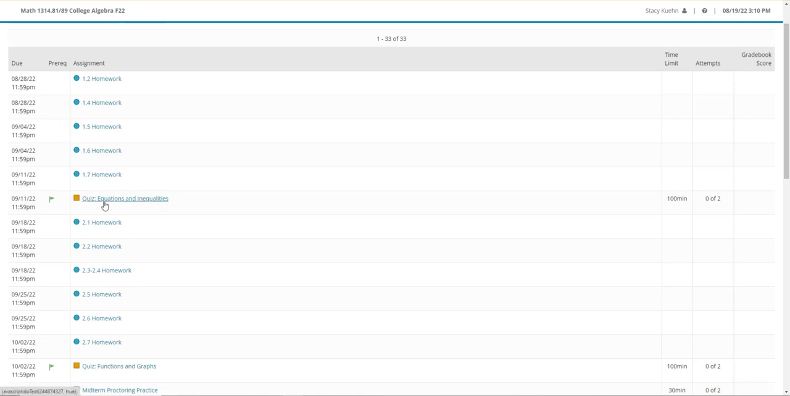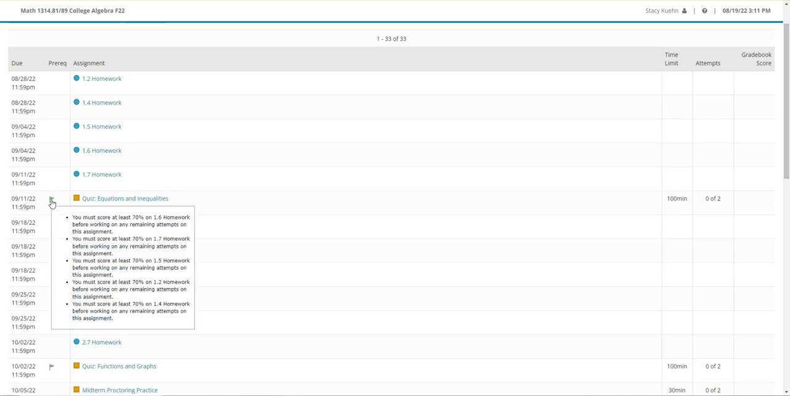This is for your benefit. If you are making at least a 70 on the homework assignments in a timely manner, then that should help you with successfully completing the quiz. And you'll see that if you haven't met the minimum score, this blue flag right here will not disappear. It's telling you that you haven't met the prerequisites yet.